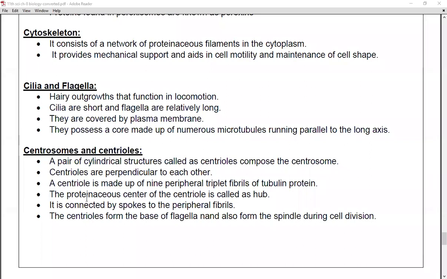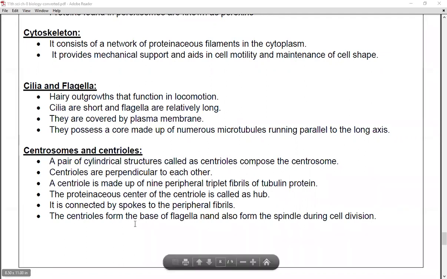And the proteinaceous center of the centriole is called the hub, right? And it is connected by spokes to the peripheral fibrils. So as I said, there will be the presence of peripheral fibrils, and through these fibrils there will be spoke-like structures, and these spokes are attaching the peripheral fibrils to the center part of the centriole, which is known as the hub, right?